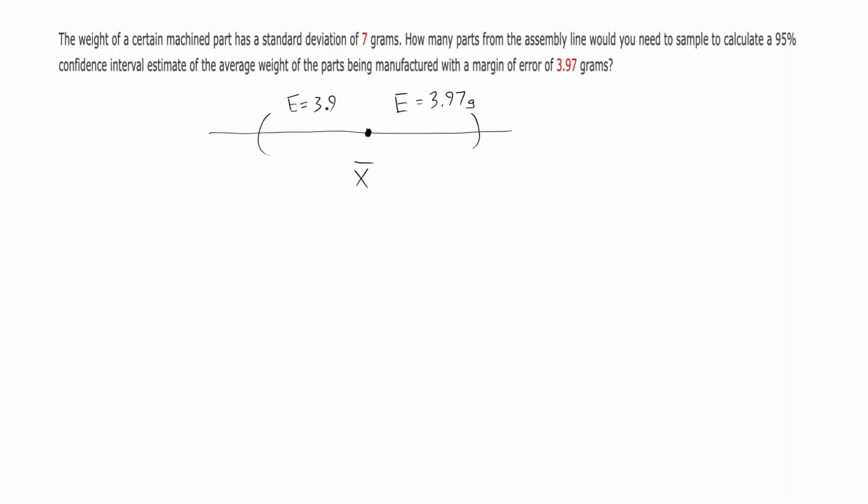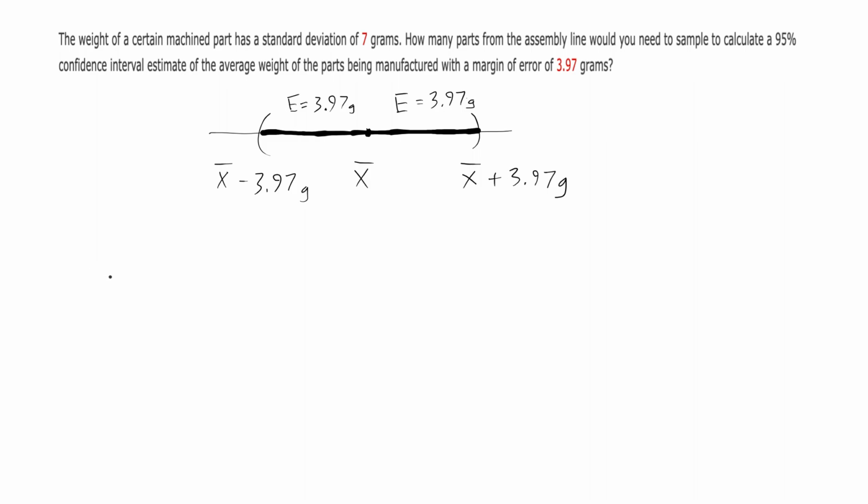So what we're saying then is we want our right end of the confidence interval to be X bar plus 3.97, and our left side should be X bar minus 3.97. So we want to be within 3.97 grams of our population mean. So they're saying how many items do you have to pull off the assembly line to achieve this?